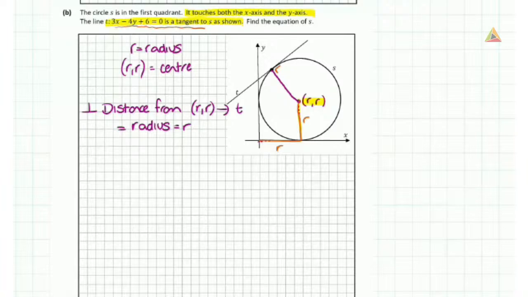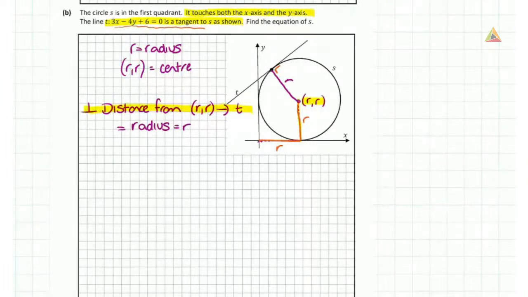So the perpendicular distance, because the tangent is always perpendicular to the radius, from my centre to that line, that distance is obviously going to be the radius. It's clear to see that from my diagram. So we're going to use our perpendicular distance formula, top of page 19 of your log tables. We've used it in the line as well.